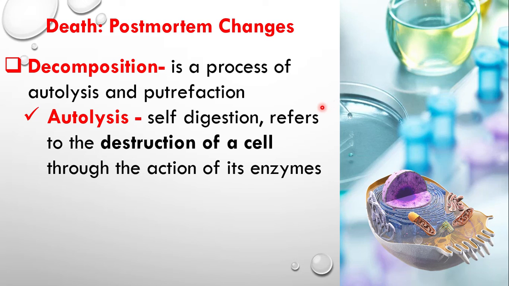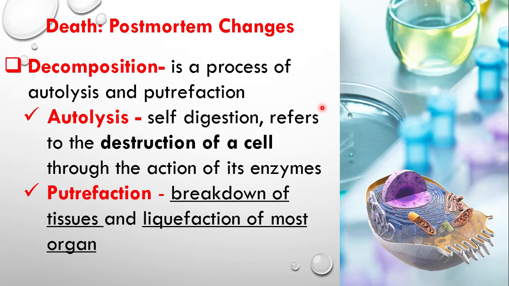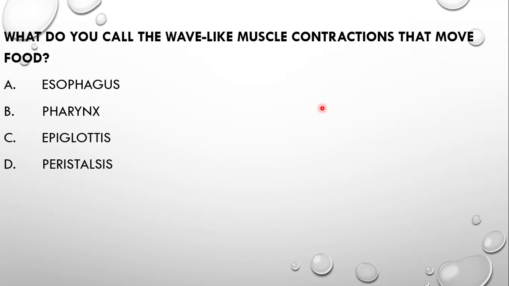So, after we die, our cells undergo self-destruction. Okay? That is why we decay or undergo decomposition. And then we have putrefaction, which is the breakdown of tissues and liquefaction of most organs. Okay? So those are post-mortem changes.